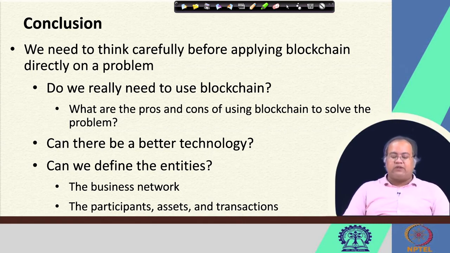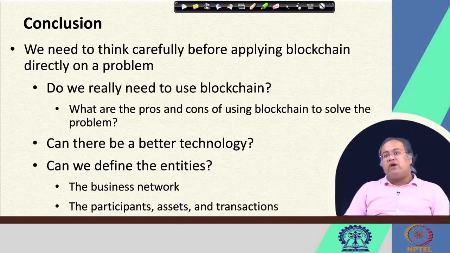So, in conclusion, what we have seen today in this lecture is that we need to think carefully before applying blockchain directly on a problem. We need to carefully think whether we really need to use blockchain, and what the pros and cons of using blockchain to solve this problem are. As I have mentioned, this trade-off analysis is very important. If you blindly apply blockchain to a certain problem, it might happen that the overhead associated with it is much more than the benefit that you are getting.